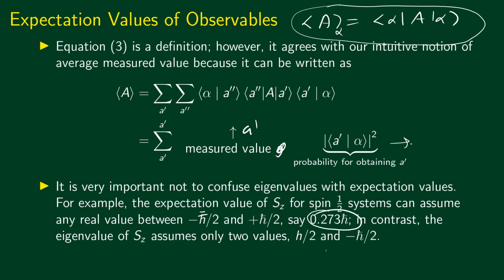In contrast, the eigenvalue of Sz can have only two values. It's either h bar by 2 or minus h bar by 2, never in between. But the average value could be in between. It could be 0. For example, if you are making a large number of measurements and you get plus h bar by 2 and minus h bar by 2 an equal number of times, then the average value is just 0. So don't mistake eigenvalues for expectation values.